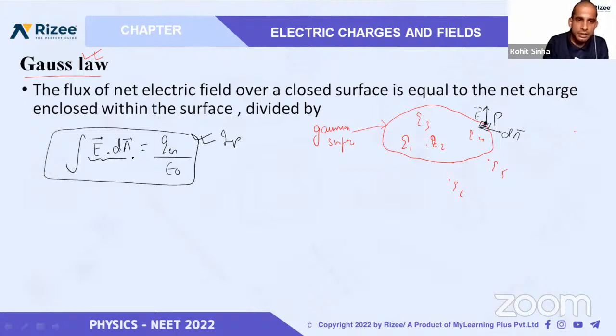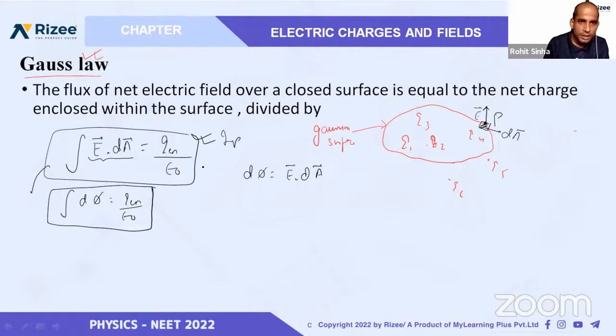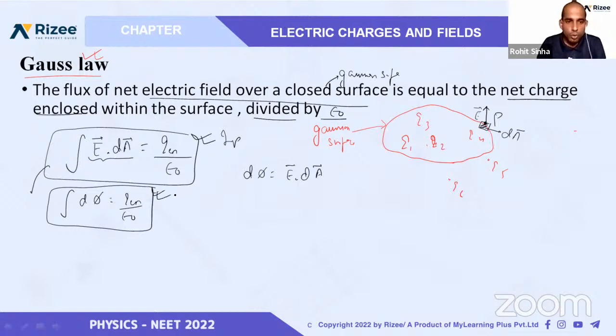Also, you know that this is flux, because we know dφ is equal to E dot dA. That also we have studied just now. So it can be replaced like this. Integration of dφ is equal to Q enclosed by epsilon naught. Gauss told that the net electric flux over a closed surface, and that closed surface is called the Gaussian surface, is equal to the net charge enclosed in the Gaussian surface divided by epsilon naught. This is the Gauss law.